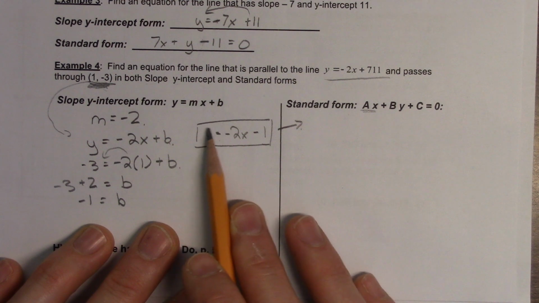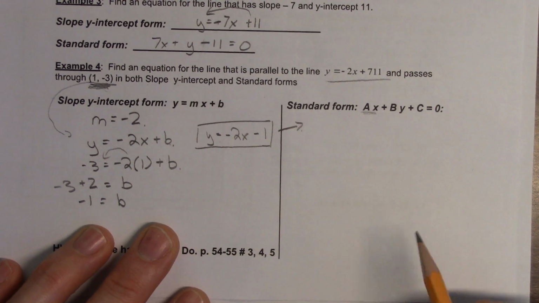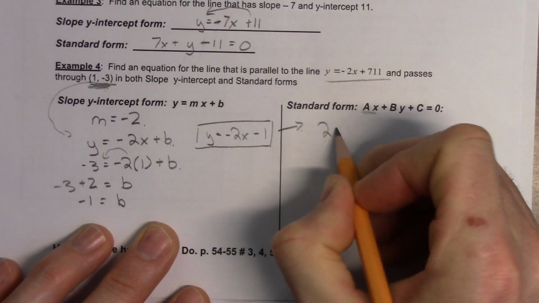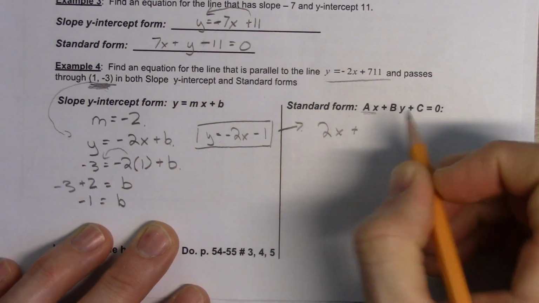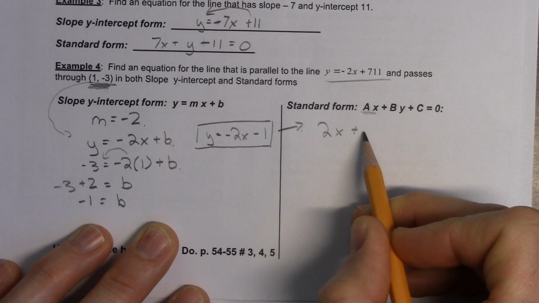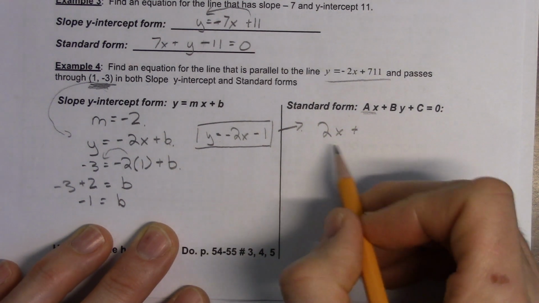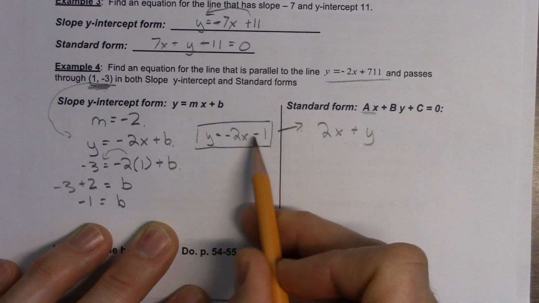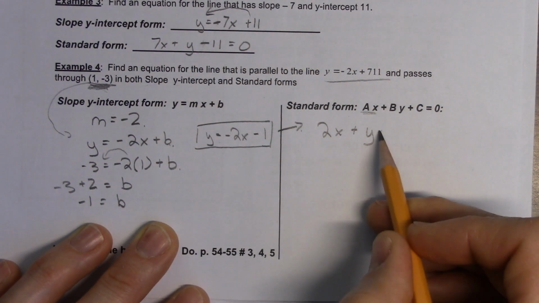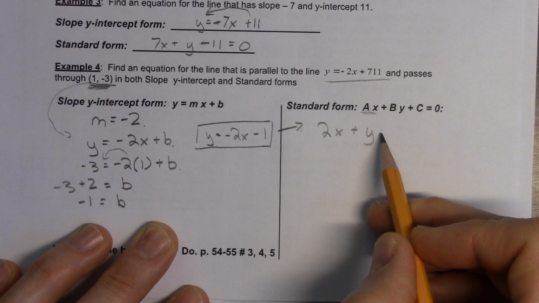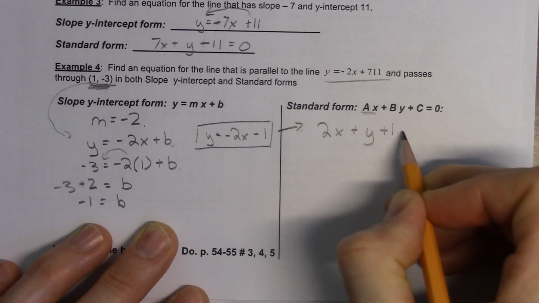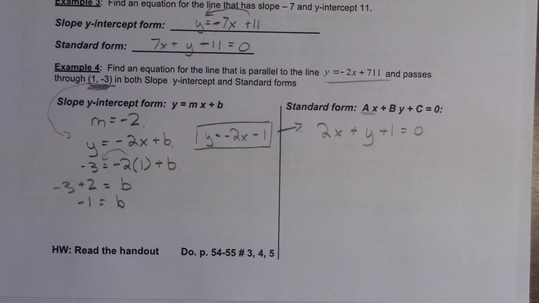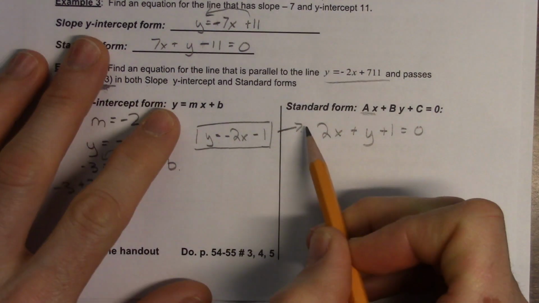So if I'm moving the 2 to the other side, I get what? Yeah, I get positive 2x. And now plus what? Yeah, plus y. Good. And now I get my C value, so I got to move this -1 to the other side, so it's going to be plus or minus? +1, yeah. Make sense? Any questions? That's it.